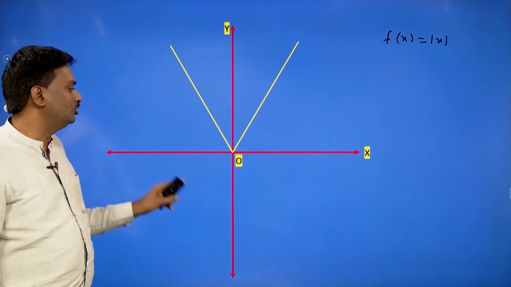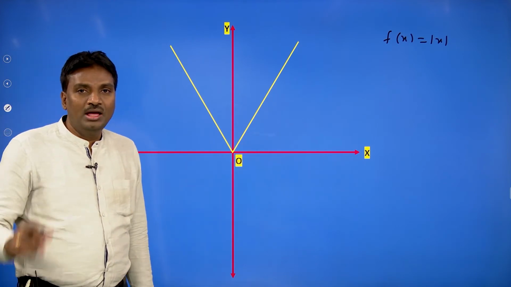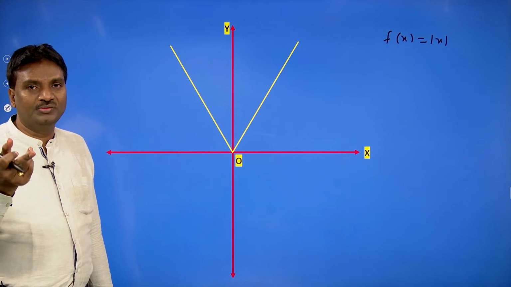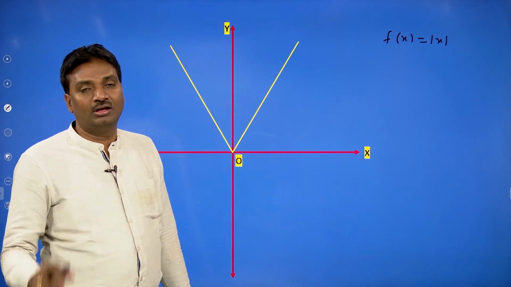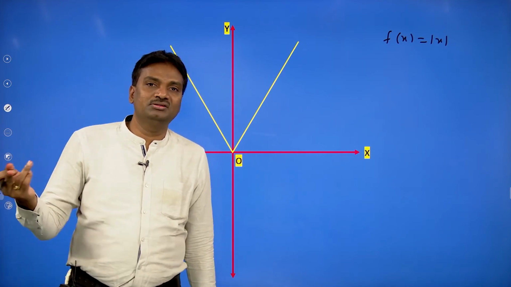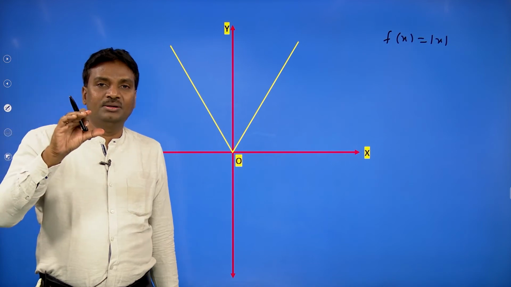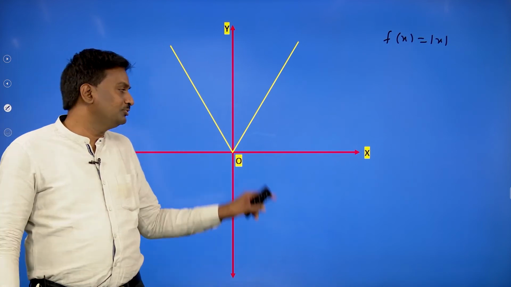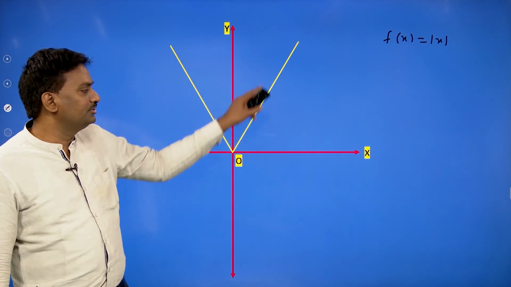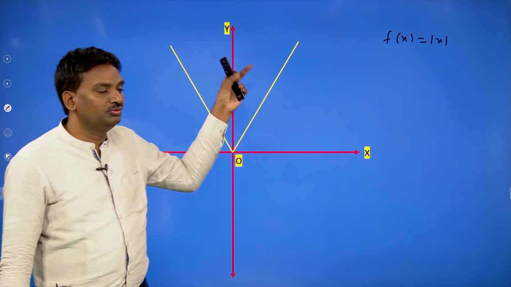You can take some values: -3, -2, -1, 0, 1, 2, 3 like that. Modulus of -3 is 3, modulus of -2 is 2, modulus of -1 is 1, modulus of 0 is 0, modulus of 1 is 1, modulus of 2 is 2, like that. You may take any number of values. Consider some negative values, some positive values and 0. By simplifying you will get the graph of the modulus function like this. So this is the graph of the modulus function. So take the screenshot.